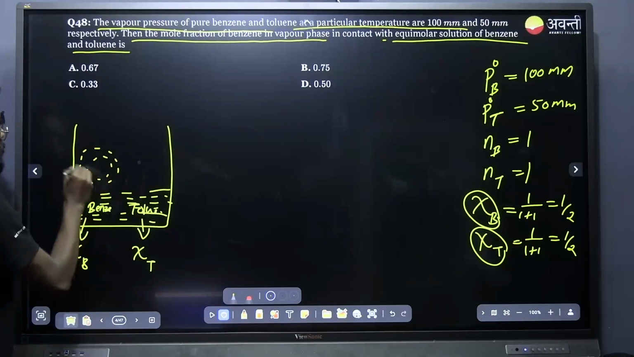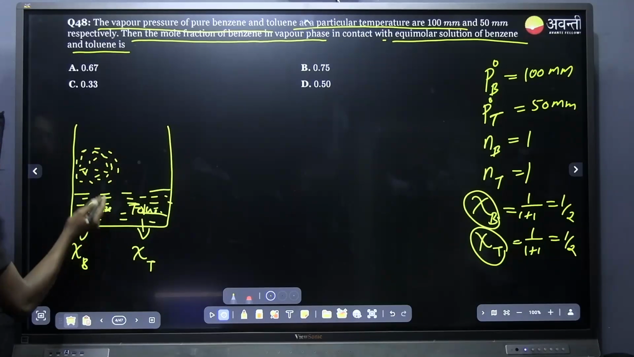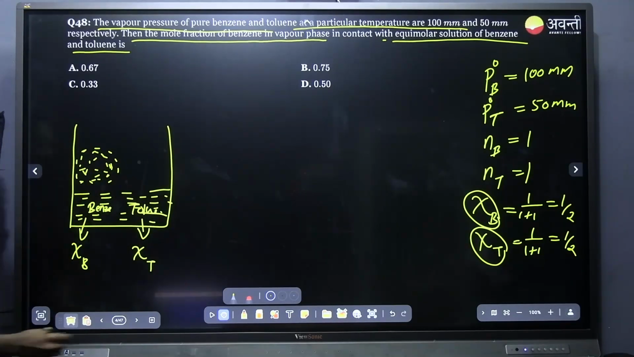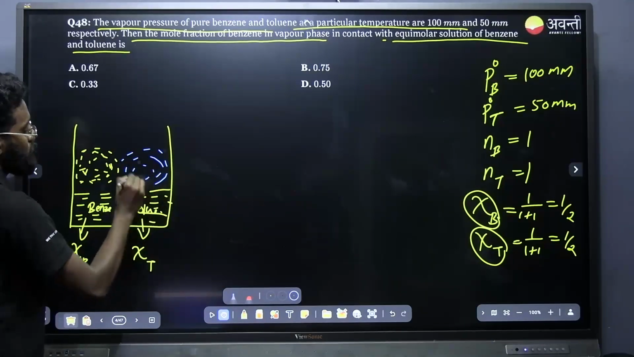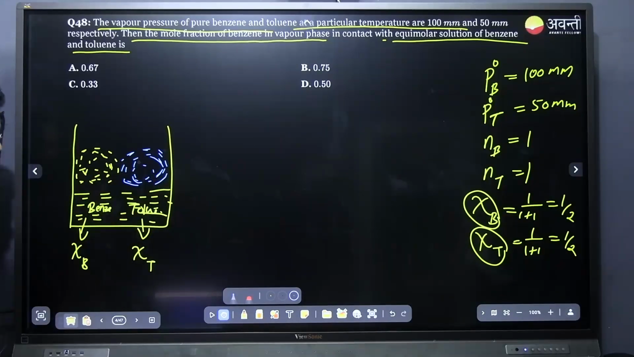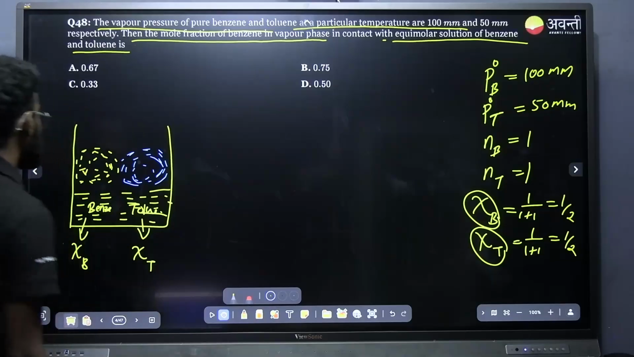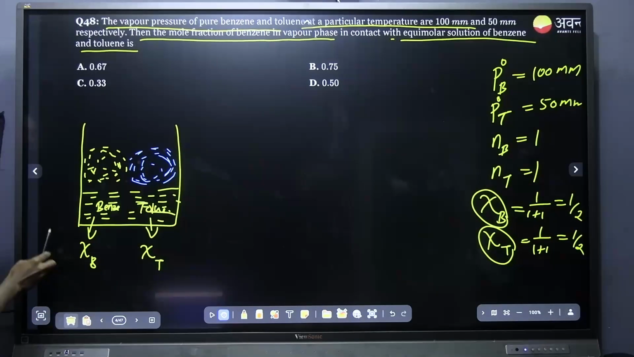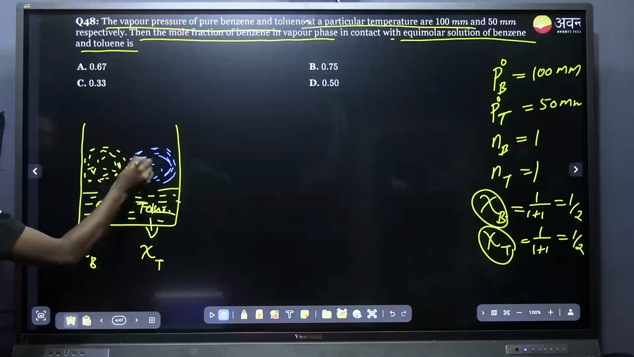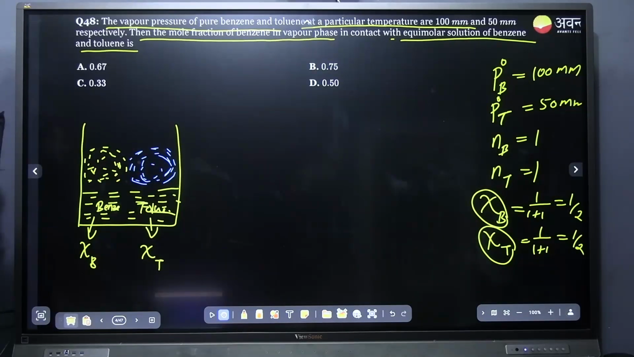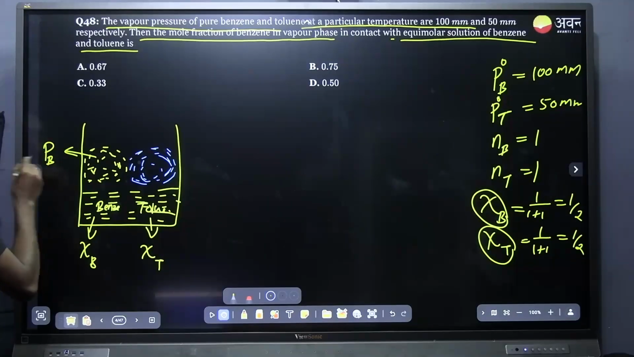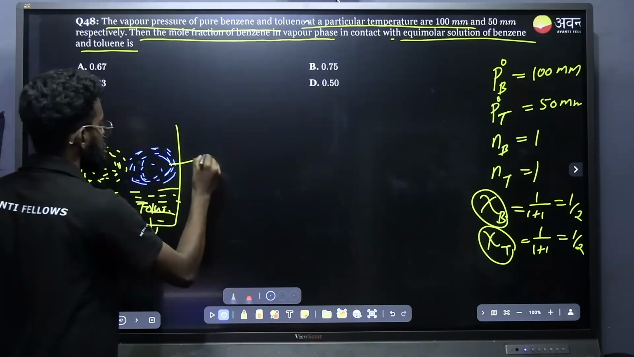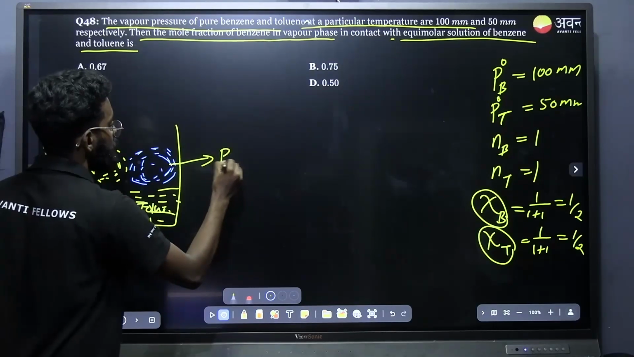After some days, we can see the benzene will be vaporizing and will be there on top of the liquid. At the same time, toluene also will be vaporizing, and it will be there on top of the liquid. Now look here. The question is asking about the mole fraction of benzene and toluene in this vapor phase only. That is what the question is. For that, you should know the partial pressure of benzene. Let's imagine that the partial pressure of benzene is Pb and the partial pressure of toluene is Pt.